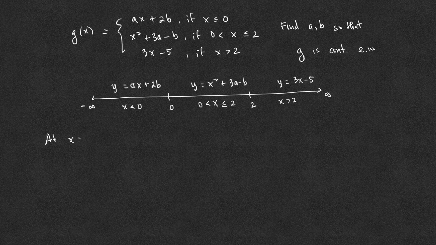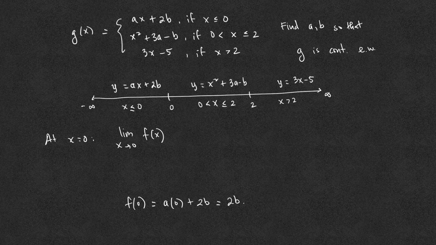At x equals 0, we need the limit as x approaches 0 of g of x, and we also need to find the functional value at 0. When x equals 0, we use the piece that has 0 in its domain, so g of 0 is a times 0 plus 2b, and so g of 0 is 2b.